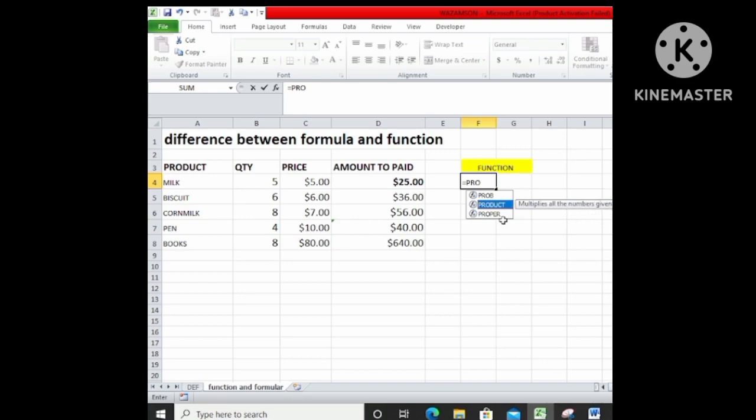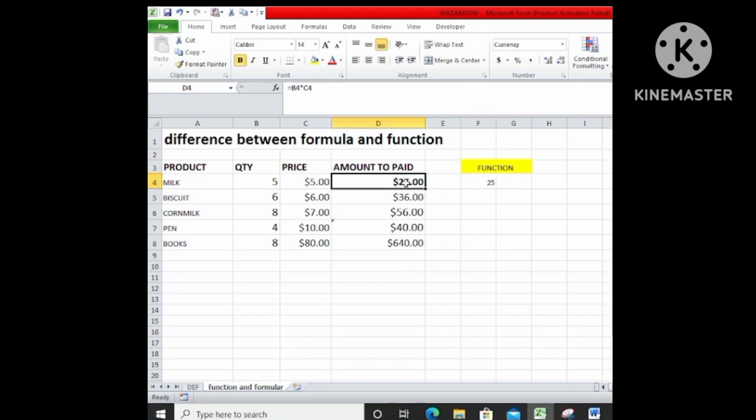So we click on product here. When you click on product, you highlight the cells you want. You see, that's cell B4 all the way to C4. Now we say Enter. You see, we still have 25 here and 25. When we input a formula, we have 25. And when we input a function, we have 25.